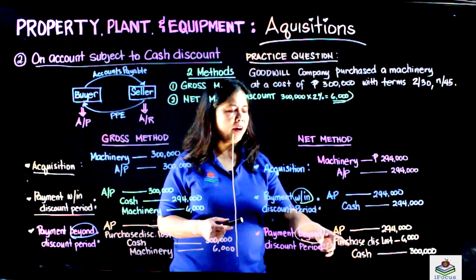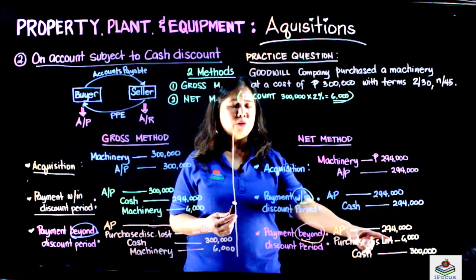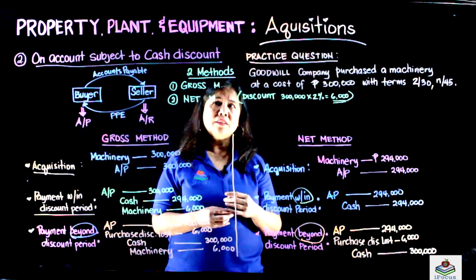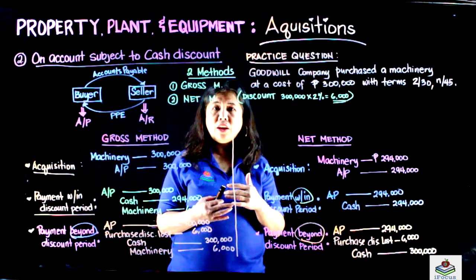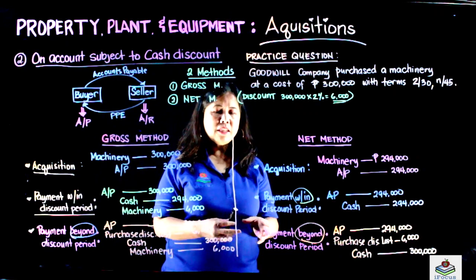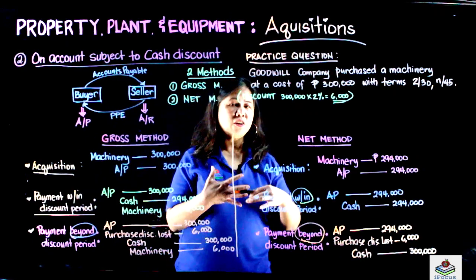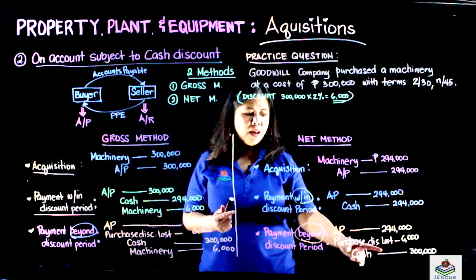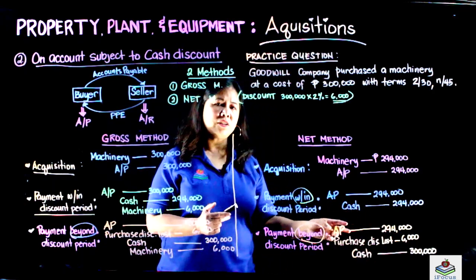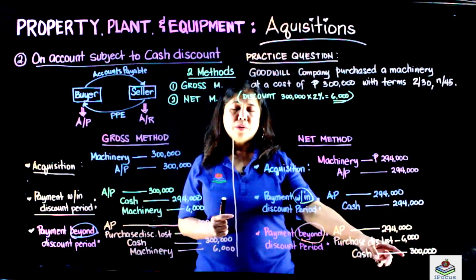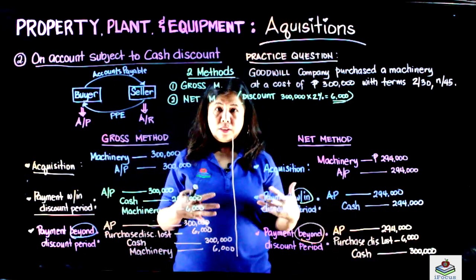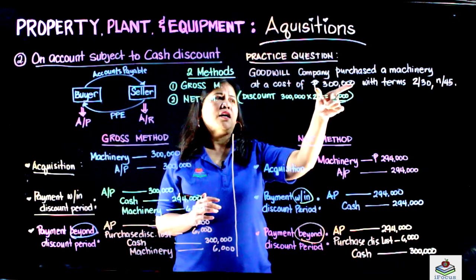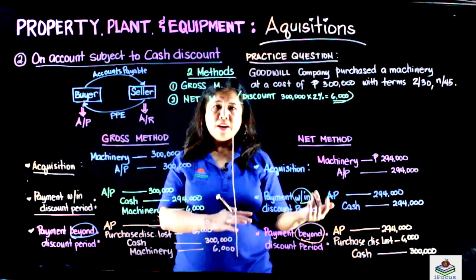Then we will have an account purchase discount loss. Ito po yung cash discount na supposed to be ma-avail natin kung nagbayad tayo within the discount period. Dahil hindi tayo nagbayad, magre-recognize tayo ng purchase discount loss of 6,000. Then credit to cash of 300,000. 300,000 na ang binayaran niya kasi wala siyang discount. So lahat ng 300,000 purchase price ng machinery na yon ay pinayaran ng company.